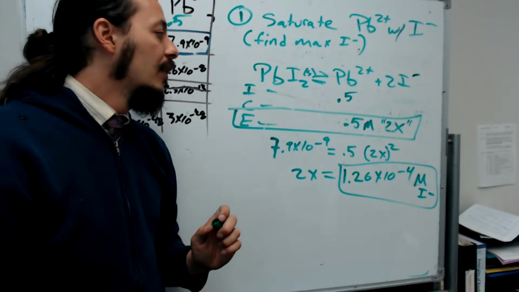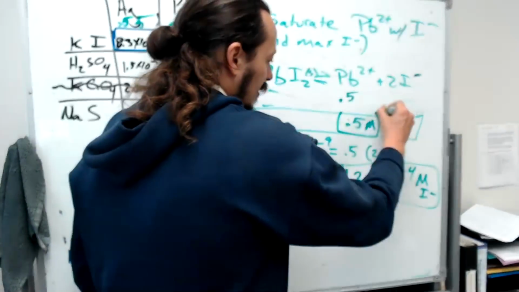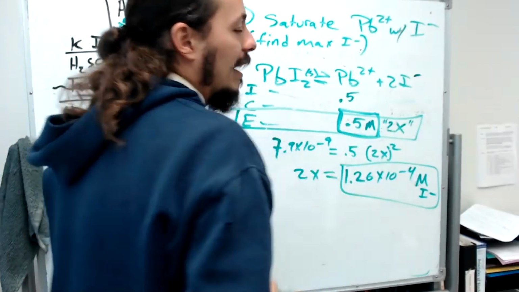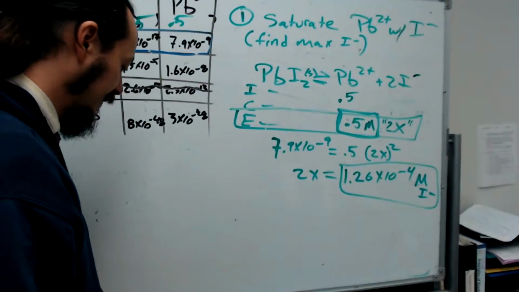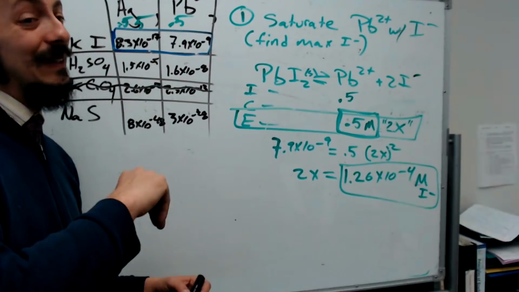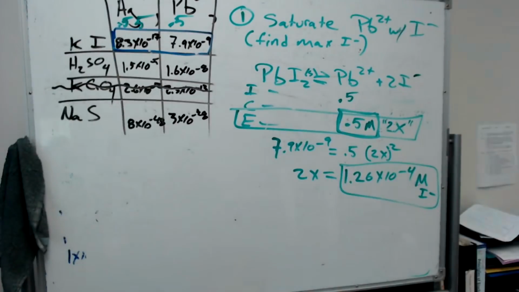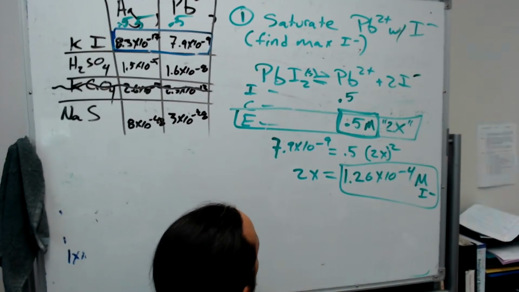Okay. Right? So our lead concentration should not change. So then the real question is how much silver is still left. Yeah, and that's the tricky one. So that's where we have to do another ICE table, right?